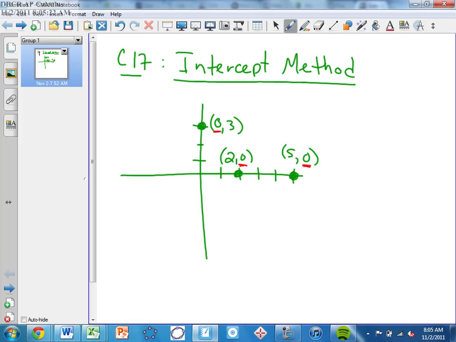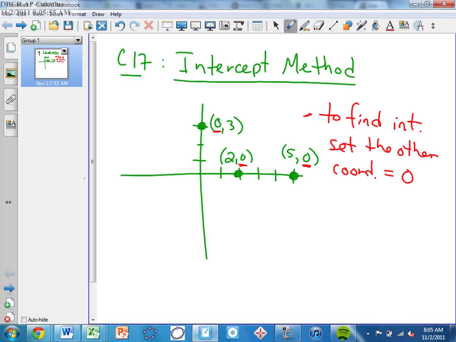So, we can think logically. If you're finding an x-intercept, the y-coordinate will be 0. If you're finding the y-intercept, the x-coordinate will be 0. So, if you're finding an intercept, set the other coordinate equal to 0. Okay? So today's lesson, that's all you're going to have to do today. To find an intercept, set the other coordinate equal to 0. Whenever you're trying to find an intercept, set the opposing coordinate equal to 0. Again, this works in both directions. So if you're trying to find the y-intercept, set x equal to 0. If you're trying to find the x-intercept, set y equal to 0.